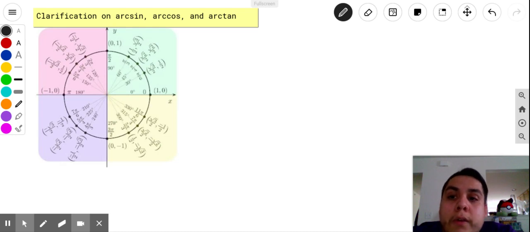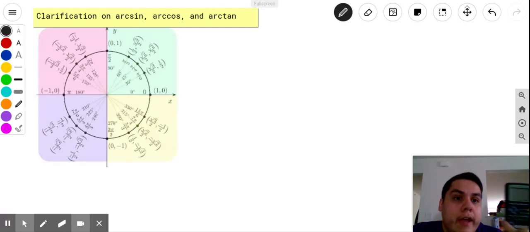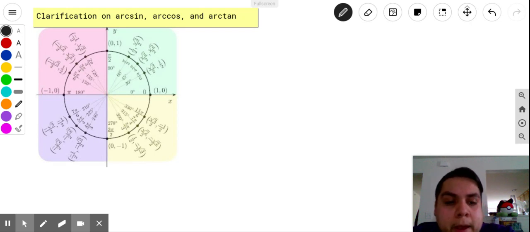Okay, we're going to clarify arcsine, arccosine, arctangent, and talk about how to use your calculator to help you with this and to find solutions, because some of you guys had problems with the Khan Academy assignment, and I just want to make sure and clarify some answers that you may have. So here we go.